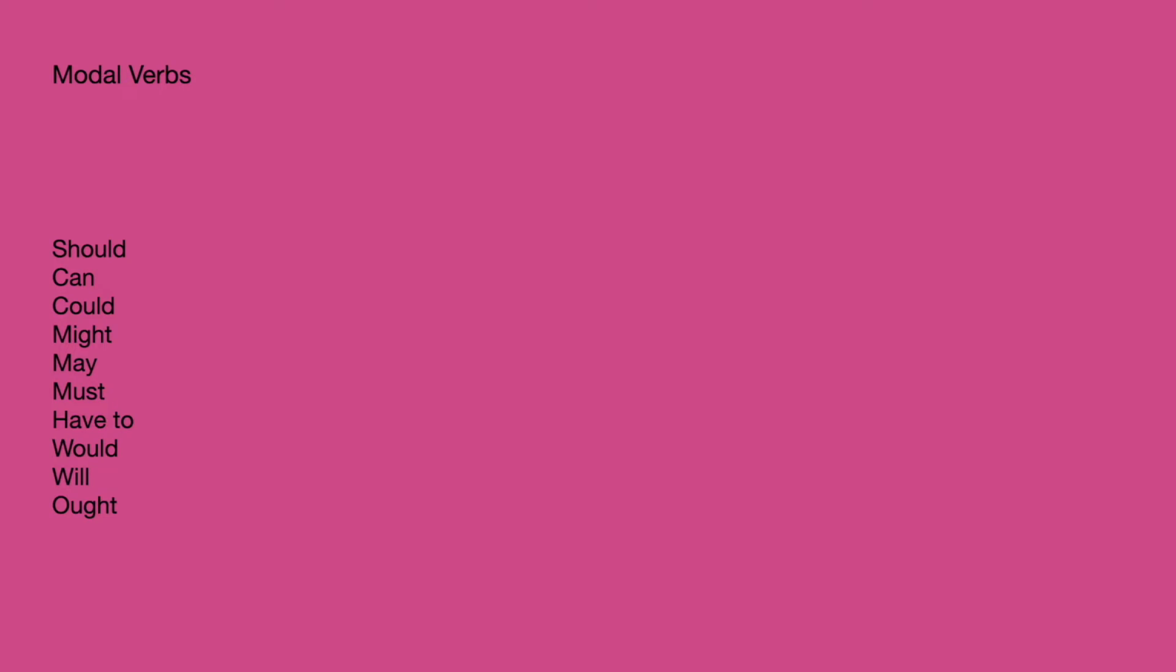We also have modal auxiliary verbs. We also know them as modal verbs. Modals are usually added to another verb to show possibility, necessity, and the like. Some of the modal verbs are should, can, could, might, may, must, have to, would, will, ought, or ought to, which we pronounce like oughta.